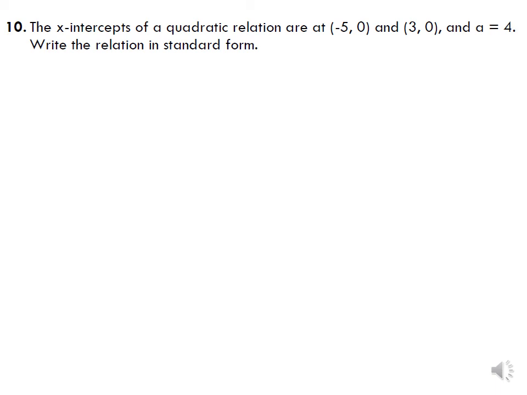The last question that we are going to do together: the x-intercepts of a quadratic relation are at -5, 0, and 3, 0, and a equals 4. We want to write it in standard form. So, there's a lot going on here. First thing is, I gave you the x-intercepts, and if I gave you the x-intercepts, you have to make the connection that x-intercepts are another word for zeros. And if I give you the zeros, the only form that goes with zeros, remember vertex goes with vertex form, y-intercept goes with standard form, zeros goes with factored form.